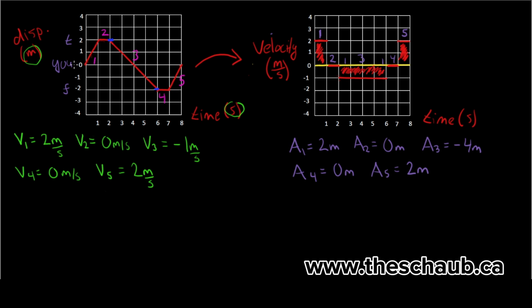So a displacement time graph doesn't just show you your displacement, it also shows you your velocity and the direction you're moving. As well, a velocity time graph doesn't just show you the velocity you're going at different times. From a velocity time graph, you can also calculate your displacements.